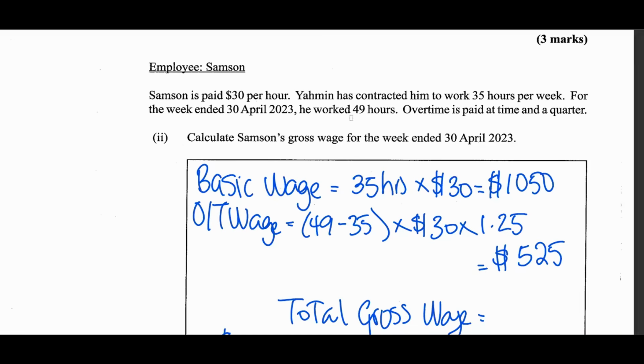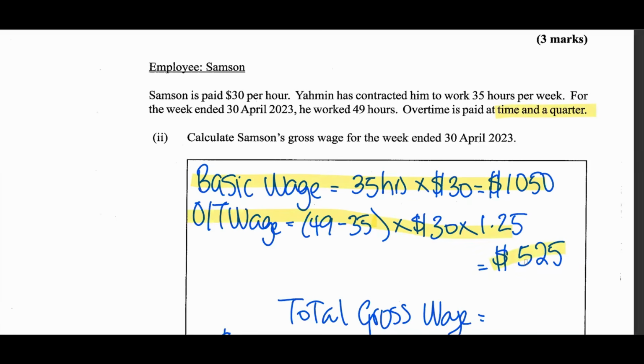Overtime: he worked 49 hours and the basic working week was 35 hours. To work out the overtime, we just work out the number of hours that he worked extra. 49 minus 35 will be those hours, then multiplied by a rate of $2, multiplied by 1.25, which represents overtime at time and a quarter. Overtime there works out to be $5.25.